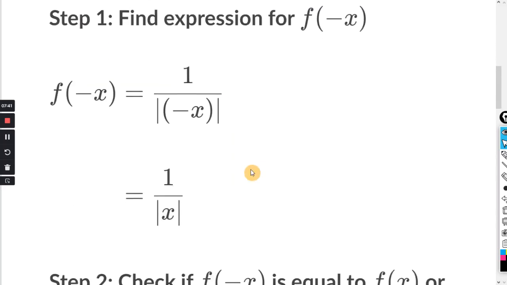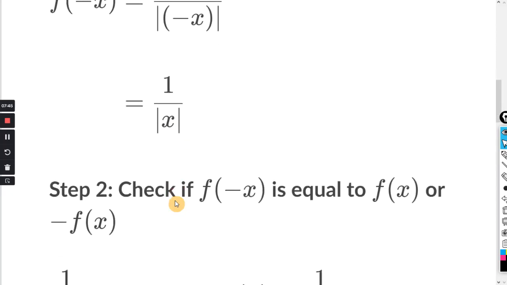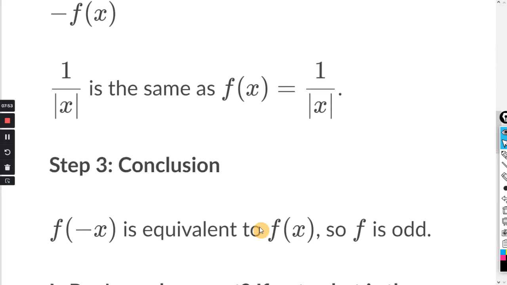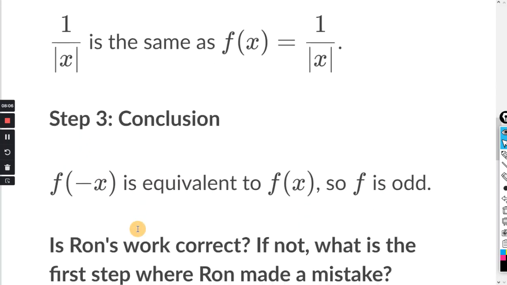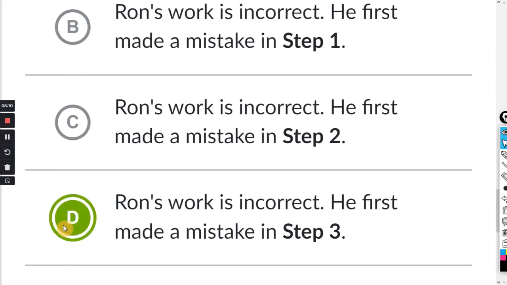Let's see what he got. He plugged it in and he got the original. And he said 1 over absolute value of x is the same as f of x. So he said, since it's equivalent, it's odd. And that's the mistake right there. If f of negative x equals f of x, it should be even, not odd. So his mistake was in step 3. So you just choose the one that says step 3.